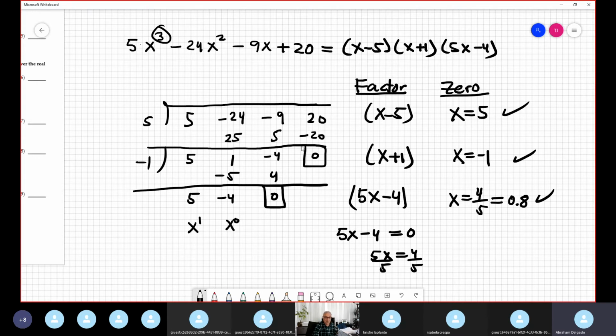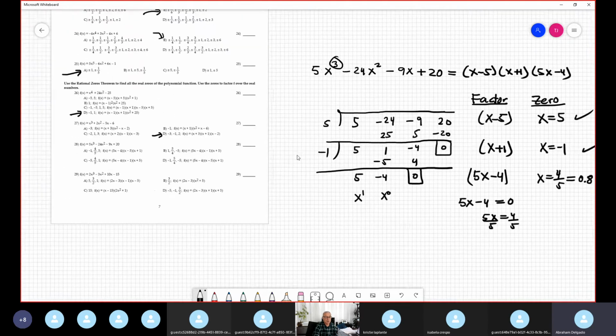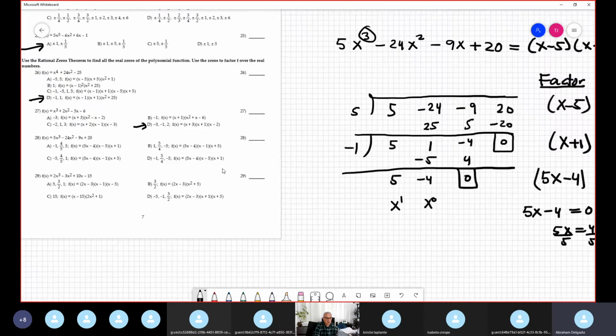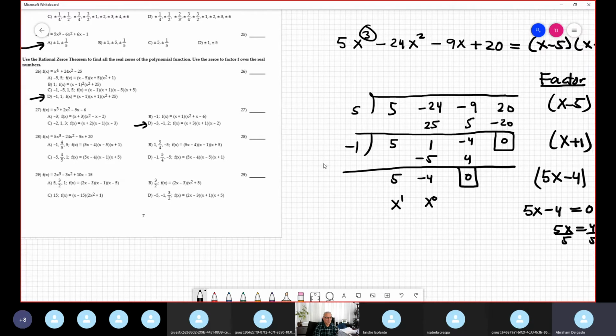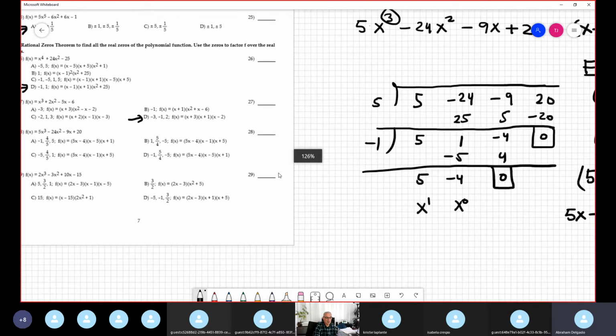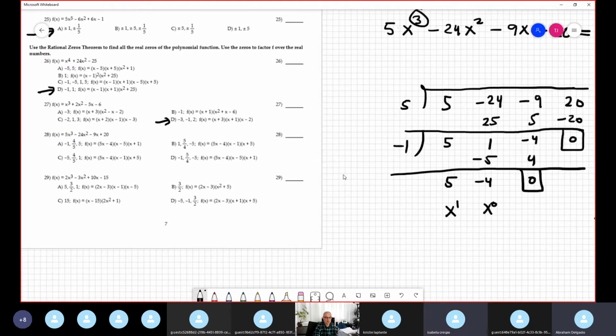Let me select what is the option that you consider correct in number 28. 1, 4/5. Negative 1 and positive 5. Negative 1, 4/5, 5. I suppose it's A, no? Or not? Tell me, guys. A.